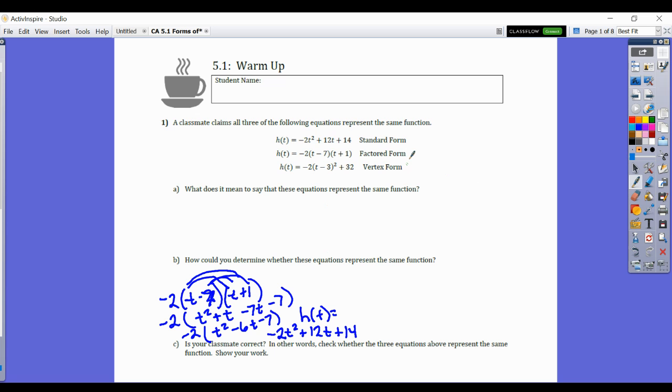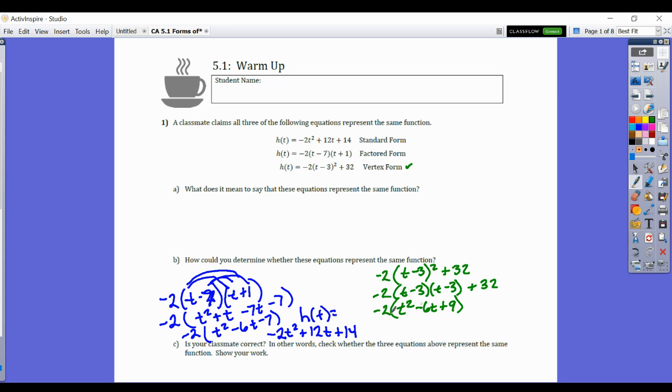Now we're going to do the vertex form. And so it is -2 times t minus 3 squared plus 32. So we need to do t minus 3 squared. Make sure that you FOIL that. Don't take too many shortcuts, or you might miss a very important step. Right here, you should get t squared, and I am going to skip one step. Minus 3t minus 3t is minus 6t plus 9.